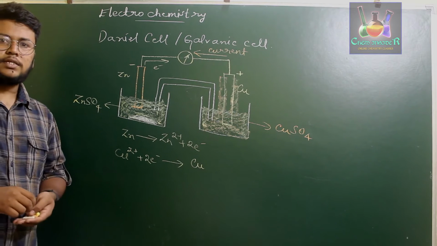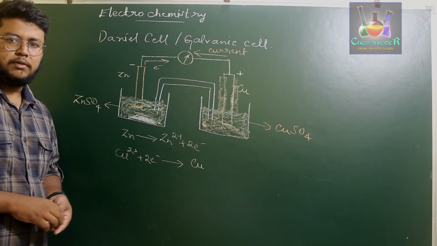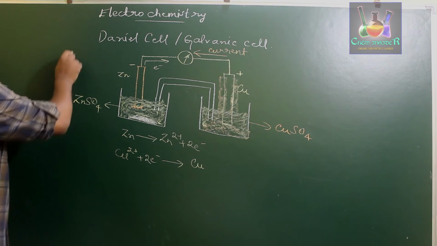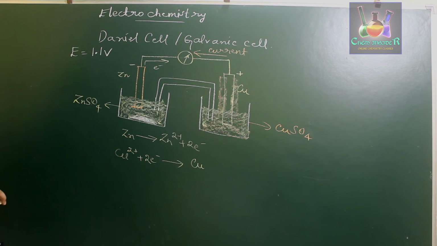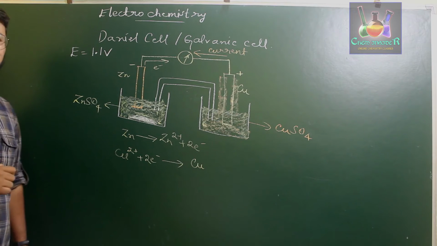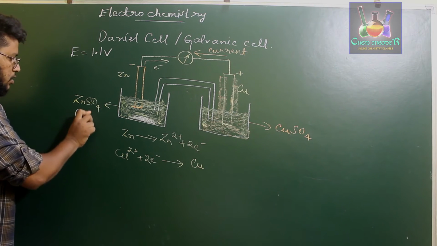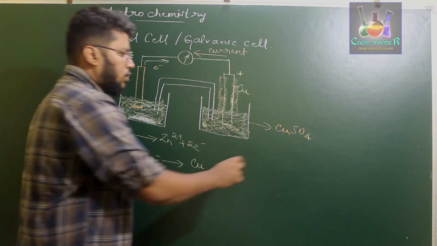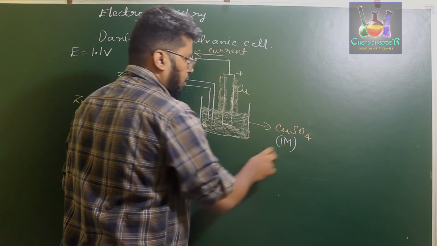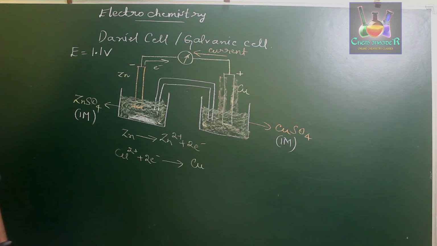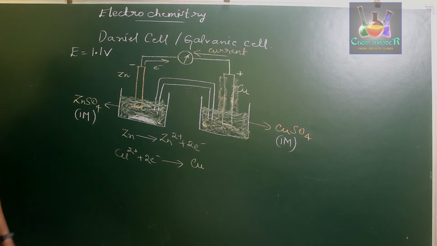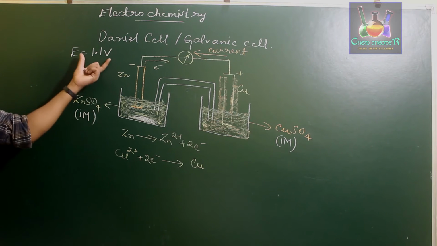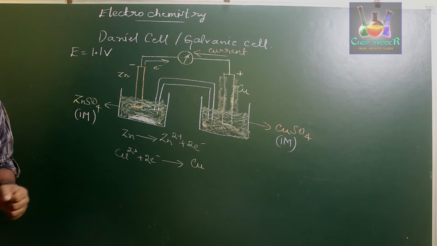Now when you consider this particular Daniell cell, it has an electromotive force, that is EMF, of 1.1 volts. That is, if you take exactly 1 molar solution of zinc sulphate and 1 molar solution of copper sulphate and dip metal electrodes of zinc and copper in those solutions, the amount of current formed will be in terms of E = 1.1 volts. So this is called the potential of the Daniell cell or galvanic cell.